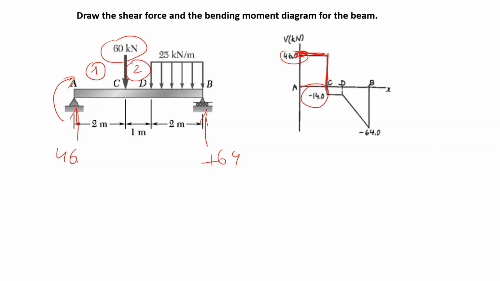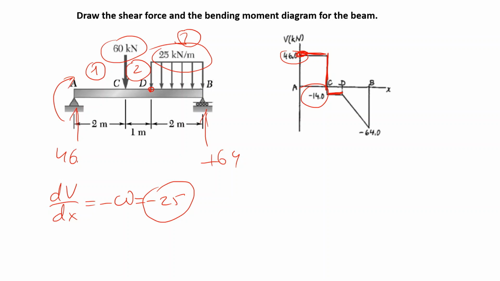Region 2, no slope. Again. Then in region 3, from D to B, we have a negative slope. Since the W is positive, dV over dx is minus W. That means minus 25. So with a slope of 25, you go 2 meters. That's a drop of 50. And from minus 14, we reach minus 64. This is my shear force diagram. And now the moment diagram.